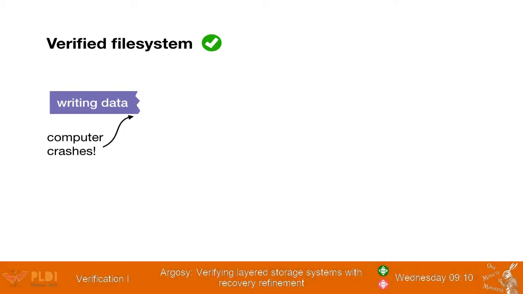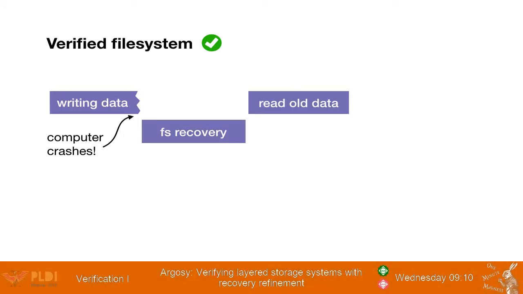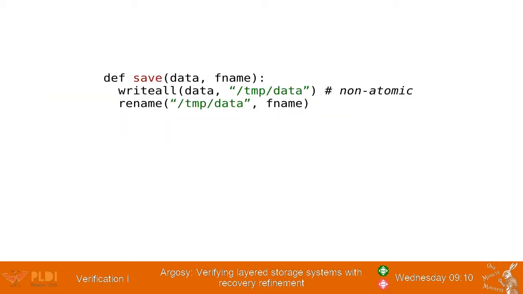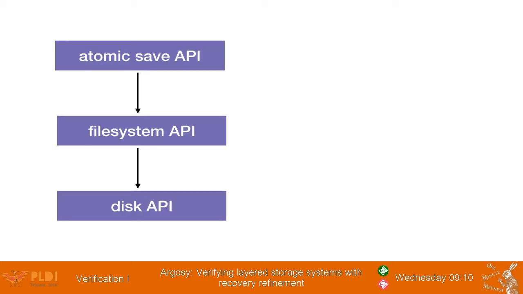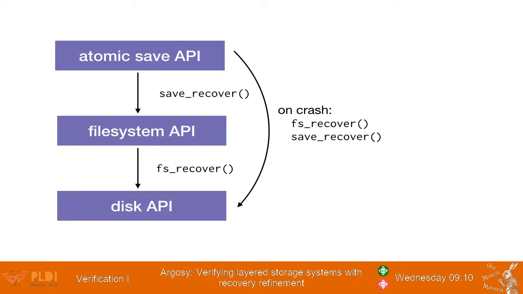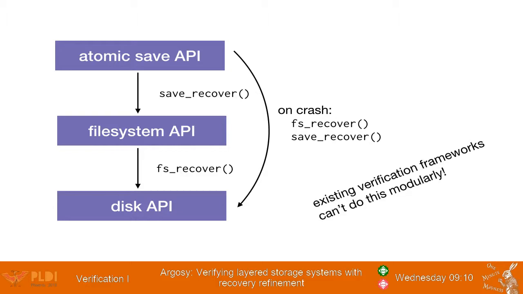Suppose you have a verified file system. It proves that if your computer crashes at any time, after running recovery, your data is safe. You write some innocuous-looking code using the file system API that atomically saves by first writing to a temp file, and on crash, you clean up by deleting the temp file. You want to prove this layered storage system correct, but it has two recovery procedures, which both have to run when we link the implementations together. Surprise! You've now left the territory of prior work.